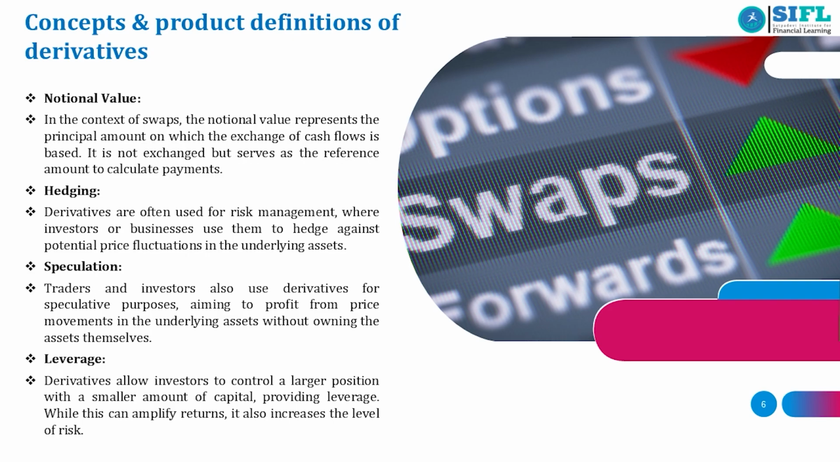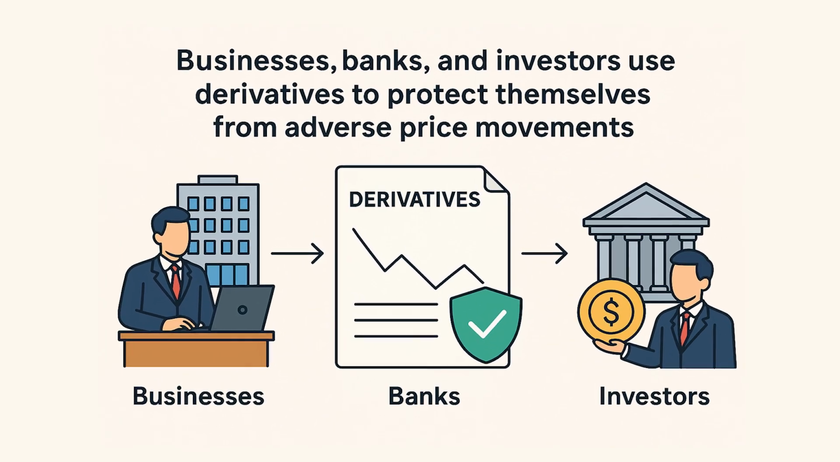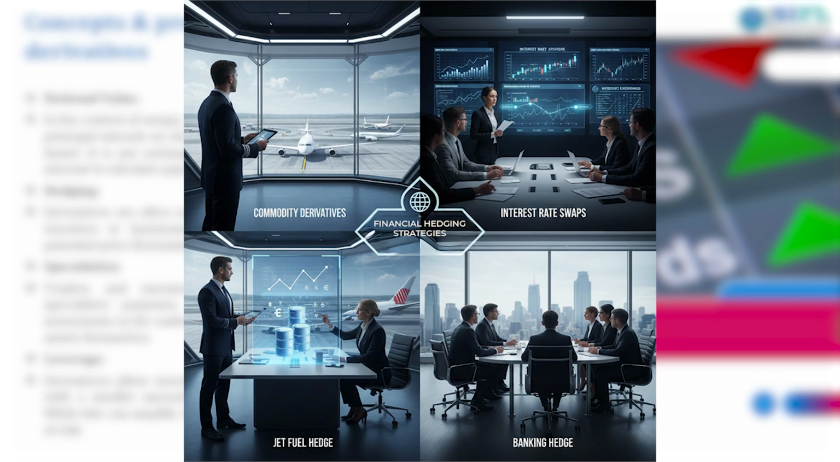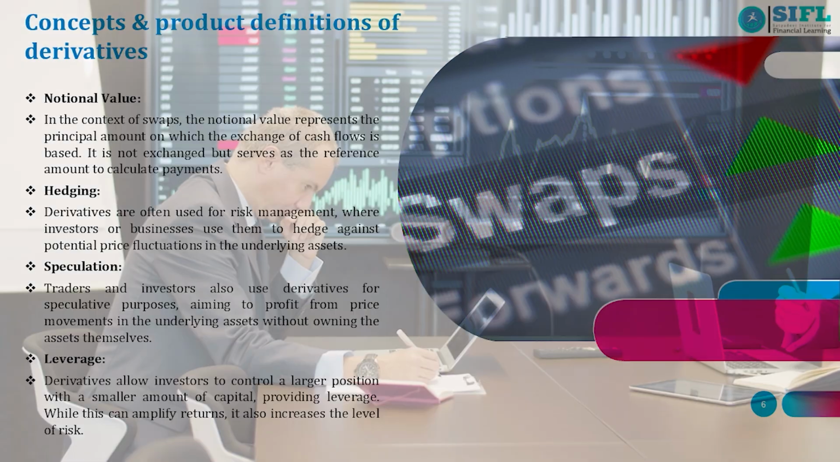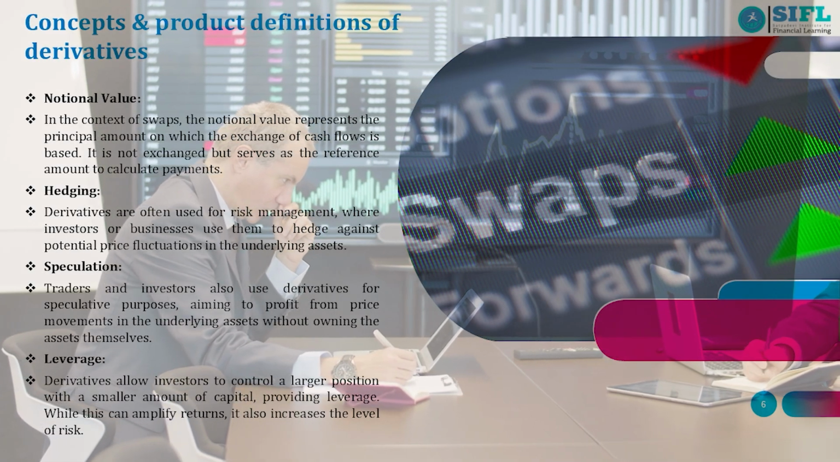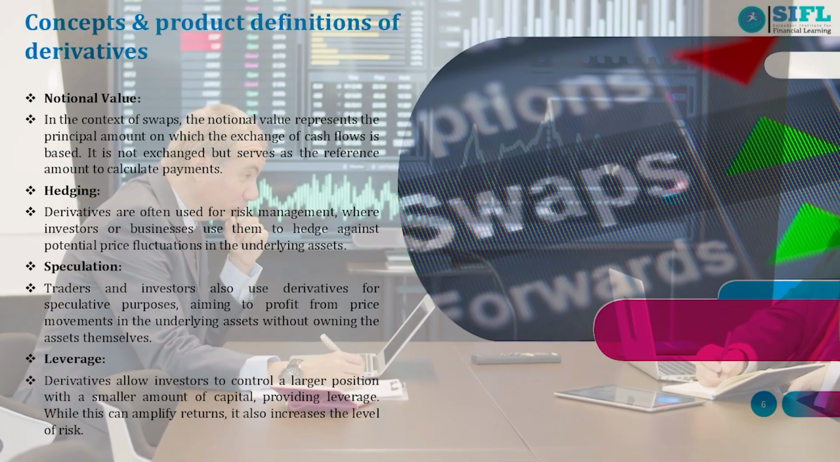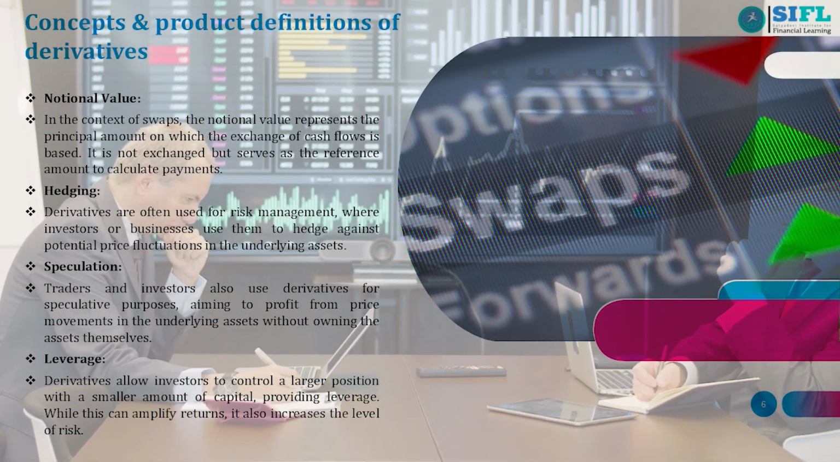Let us now understand the purposes of using derivatives. Hedging is one of the main uses of derivatives. Businesses, banks, and investors use derivatives to protect themselves from adverse price movements. For example, an airline might hedge jet fuel costs with commodity derivatives, or a bank might hedge its interest rate exposure using interest rate swaps. While hedging is one use, derivatives are also used for speculation. Traders take positions based on their expectations of market movements, seeking profit without owning the underlying asset. This is common in FX options, futures, and equity derivatives.